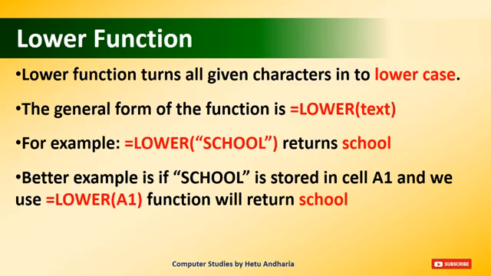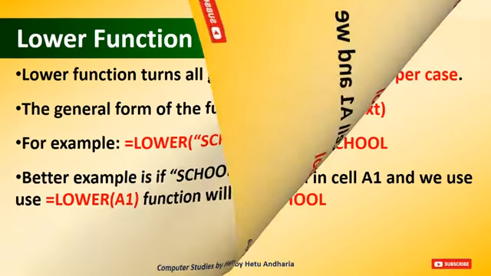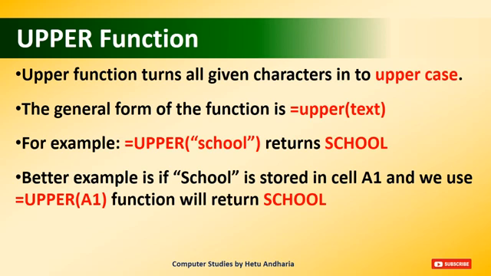Now example is given, but that we'll do practically. Now the next function is the upper function. Upper function is just opposite to that of lower function. Upper function turns all the given characters into uppercase. The general form or syntax is equal to upper into bracket text or any cell reference. For example, if you want to convert this school, that is a text, if you type it this way, equal to upper into bracket double quote school double quotes, bracket close, it will return the school in all capital. I don't understand why this textbook has given this stupid example.